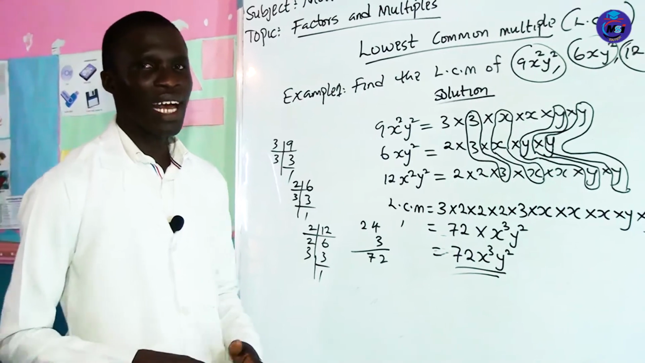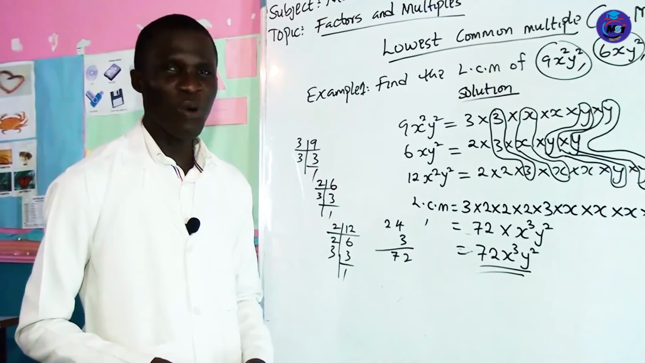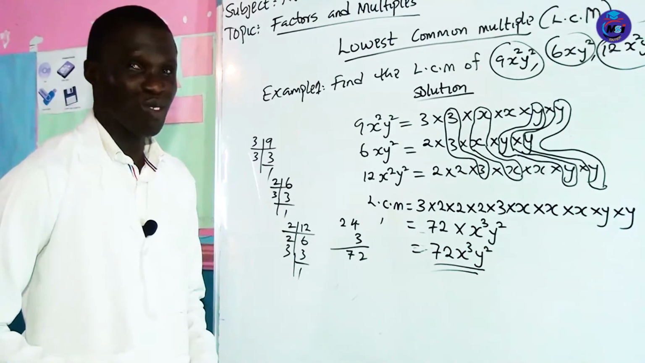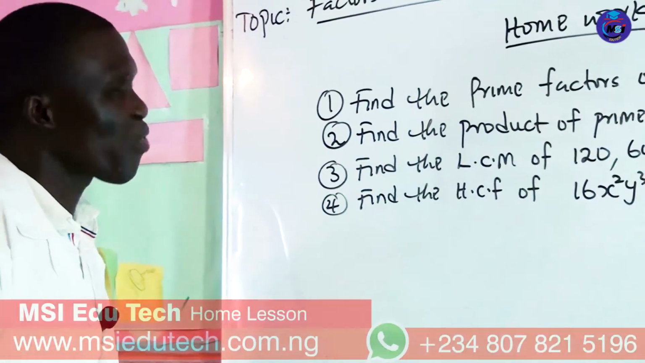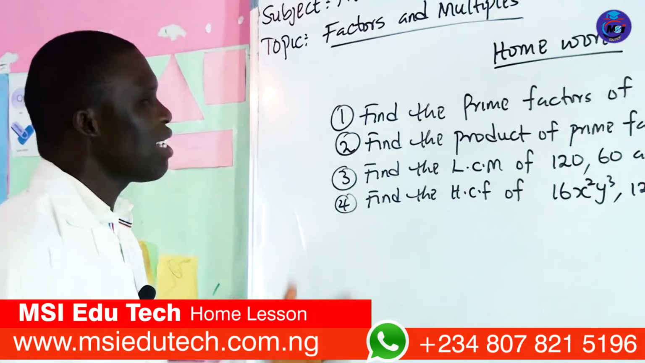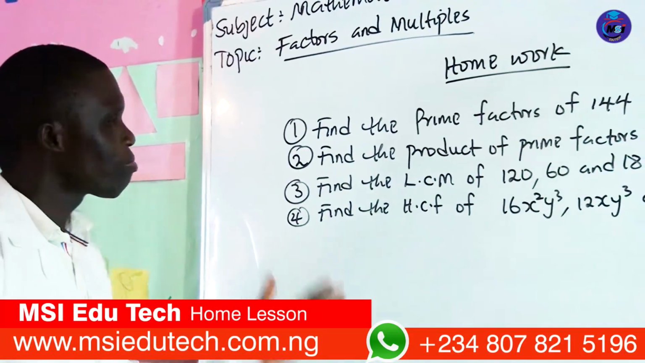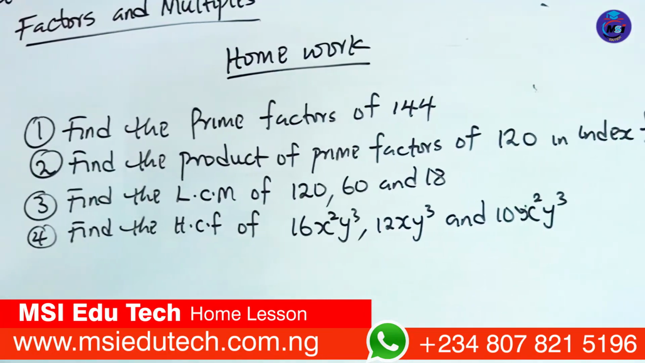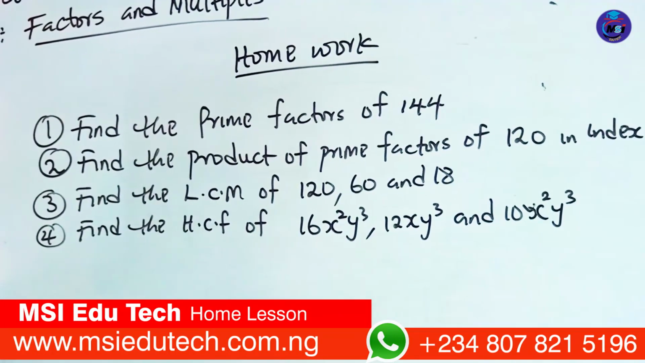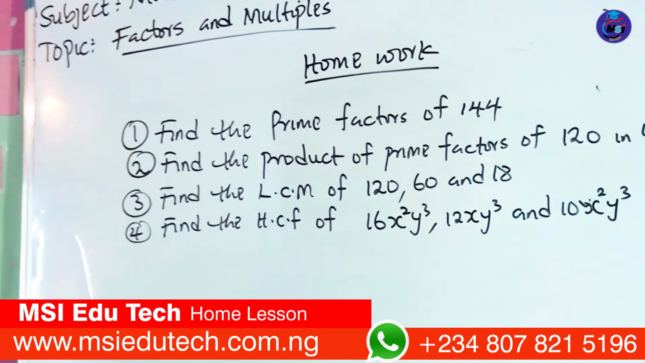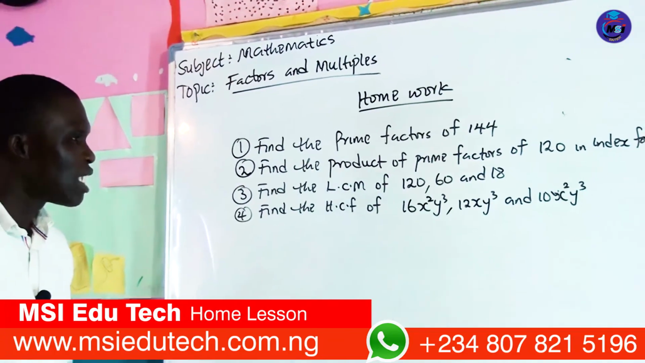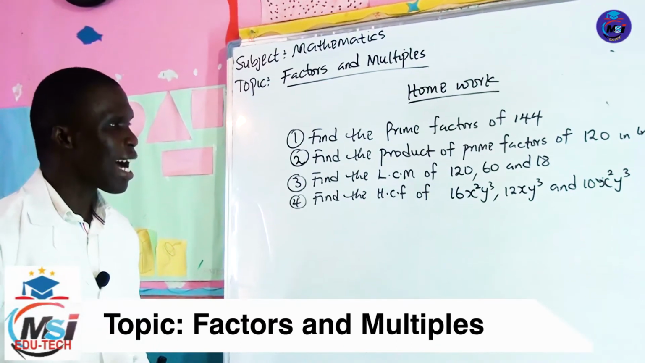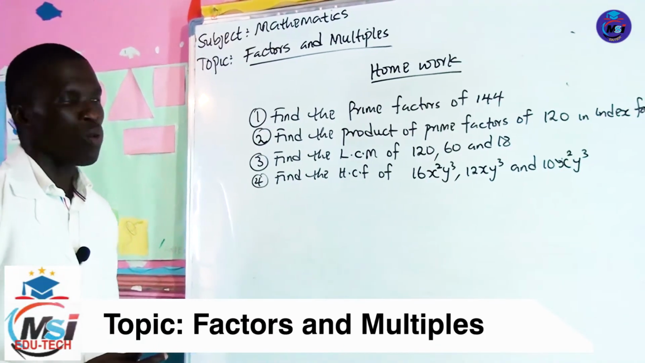Now, before we leave this class, I want to give you work to do for me at home. And I believe that you are so eager to see the homework for today. Am I right? You are going to do this for me at home. Find the prime factors of 144. Find the product of prime factors of 120 in index form. Find the LCM of 120, 60, and 18. Find the HCF of 16x squared y cubed, 12xy cubed, and 10x squared y cubed.